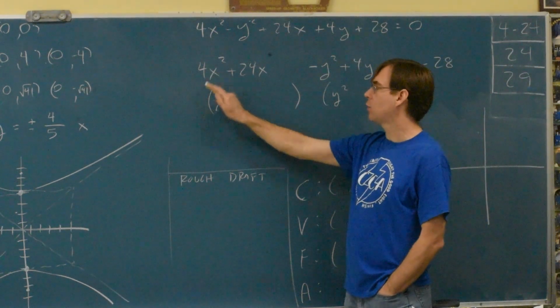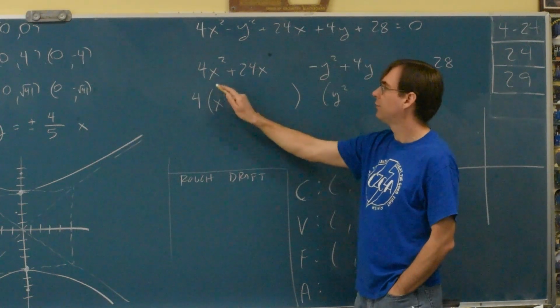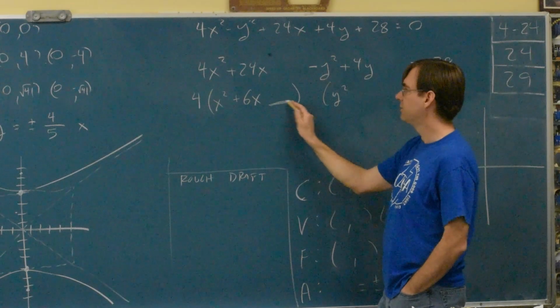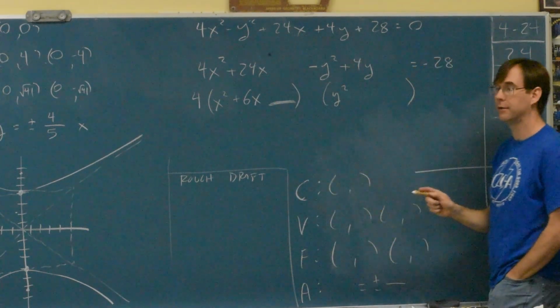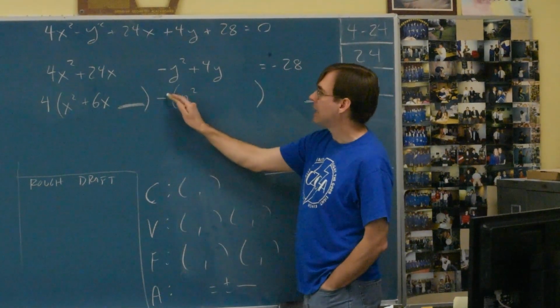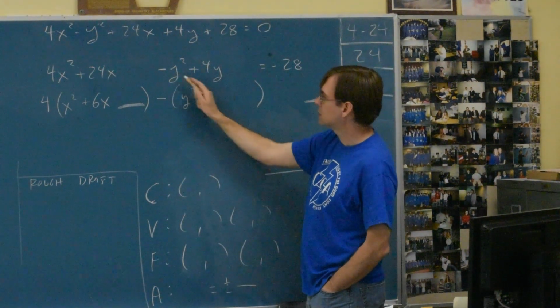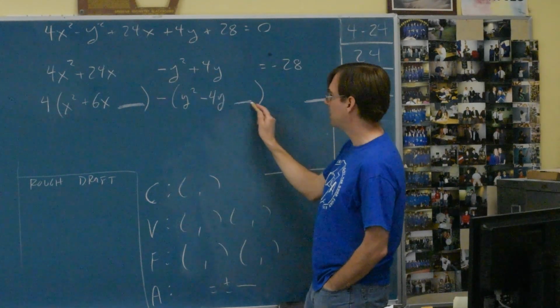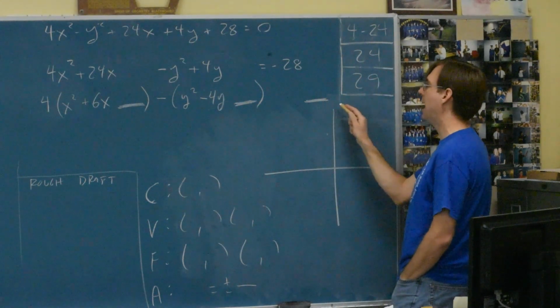So for this x squared, I need to take off a 4. 4 into 24 is 6. And that leaves me a gap that I'll fill in later, and I'll have to pay for it. The minus has to come off of both of these, which switches this sign also, and leaves me a gap that I'm going to have to pay for later.